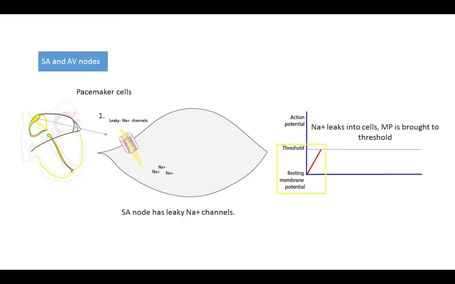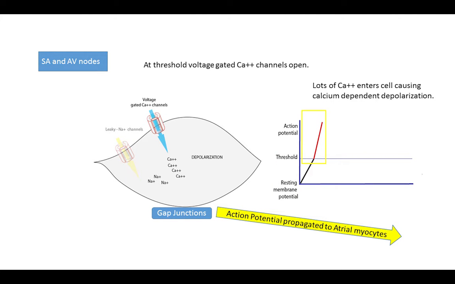Keep that in mind. Once the membrane potential reaches threshold, voltage-gated calcium channels open quickly, causing an influx of calcium into the cells and generating an action potential. The action potential is propagated to the atrial myocytes from right to left.